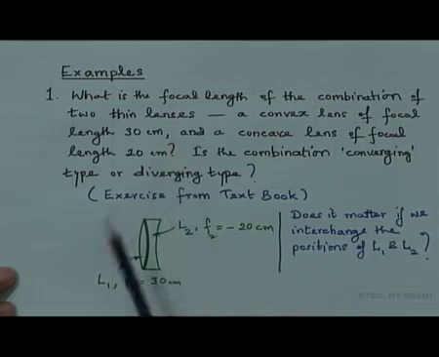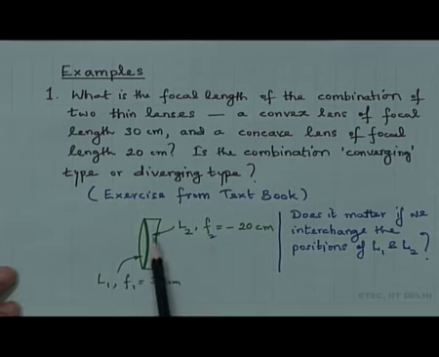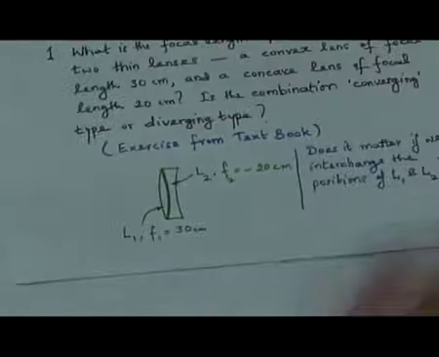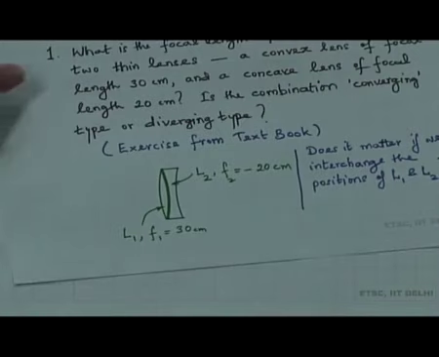So, here there is a convex lens of focal length 30 centimeter and a concave lens of focal length 20 centimeter, but f2 is therefore minus 20 centimeter. We will see later on whether it matters if we interchange the positions of L1 and L2. So, let us work out the focal length of the combination.